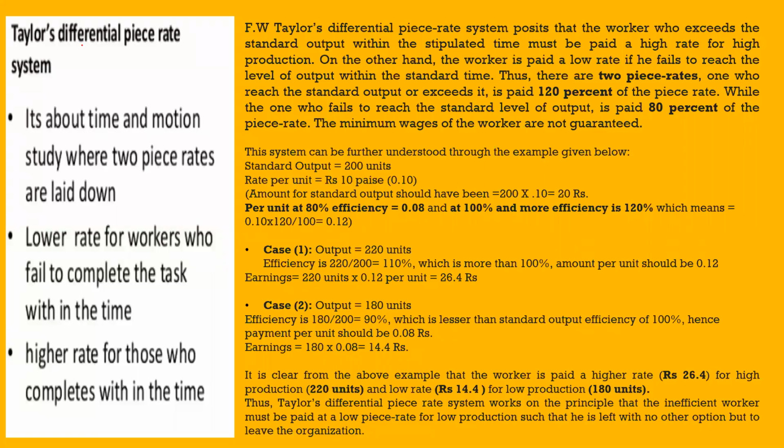Okay, so here you can see that we are beginning with Taylor's differential piece rate system. It is about time and motion study where 2 piece rates are laid down. A lower rate for workers who fail to complete the task within the time, a higher rate for those who complete within the time. If you are completing the work within the time, then you will be paid more. If you are not, then you will be paid less.